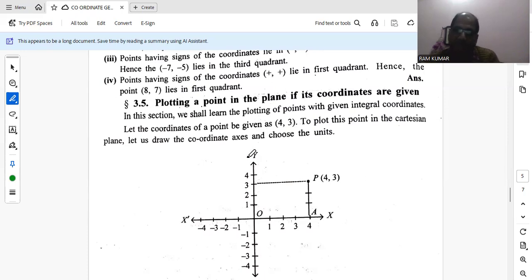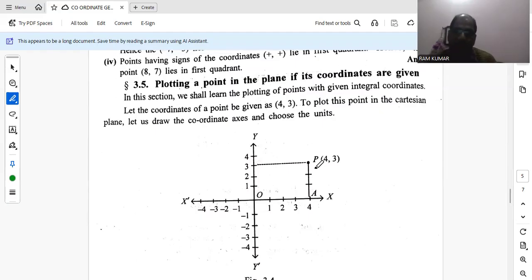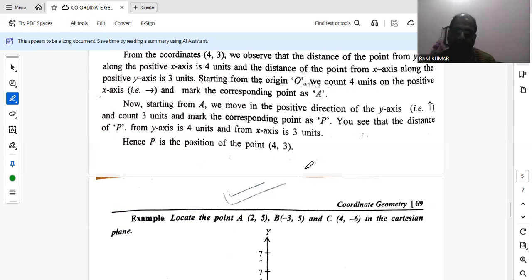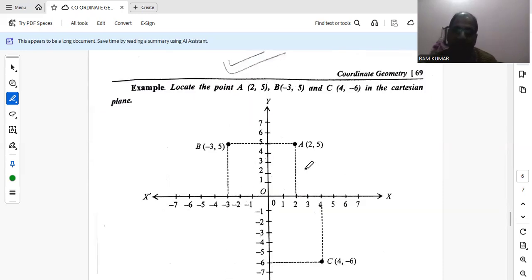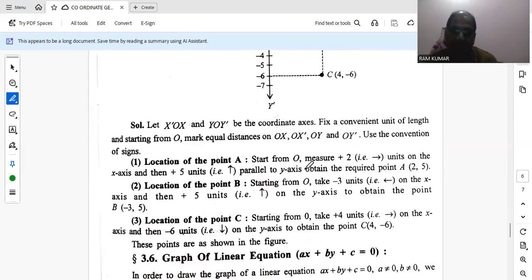First of all, you have to draw the axes. Just draw the two perpendicular lines, vertical and horizontal. You can put here x, and here x dash, and here y and y dash. After that, you can show the point. First you have to go 4 units. After that, you have to go up 3 units. And in this way, you can plot the point. So these are the things you are going to do here, right?